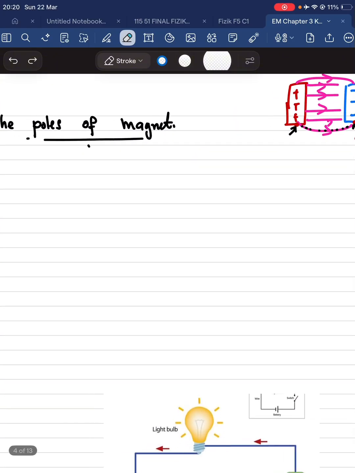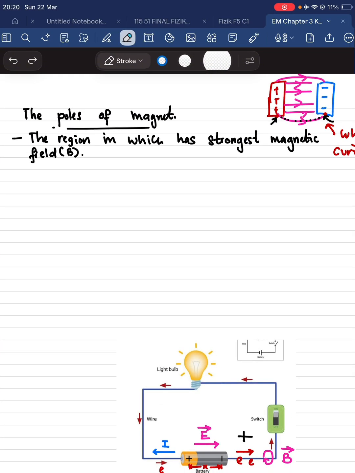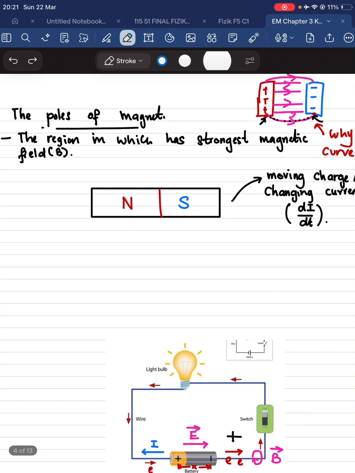And what is the pole of a magnet, by the way? It's a region, a part or place in which the magnetic field or force is the strongest, right? And can you draw the magnetic field line? Okay, so make sure you know how to draw it.